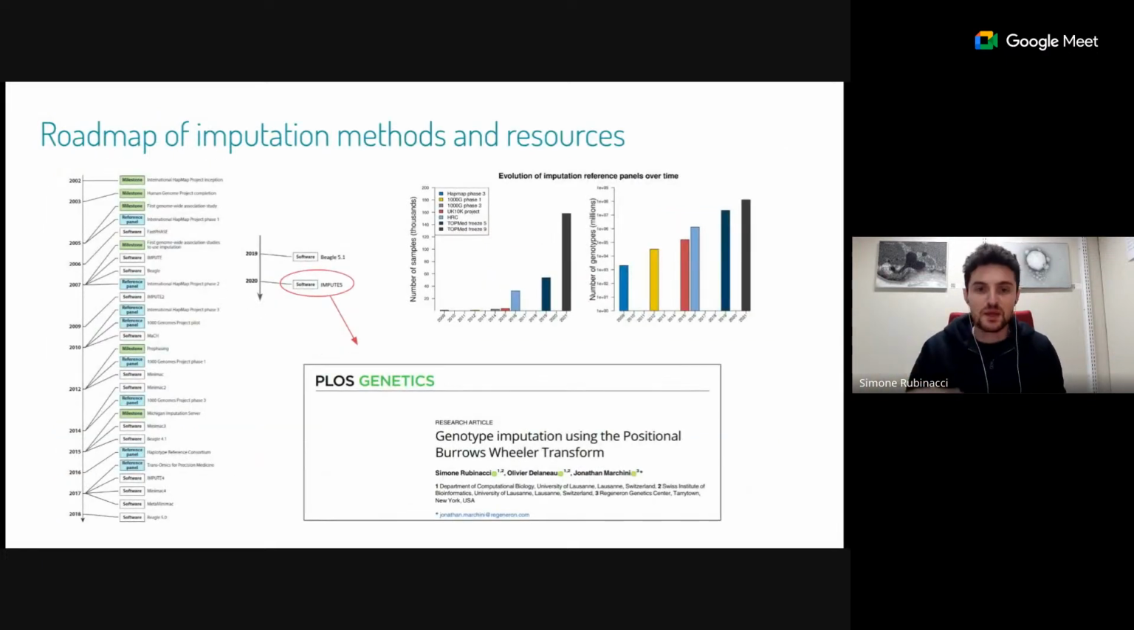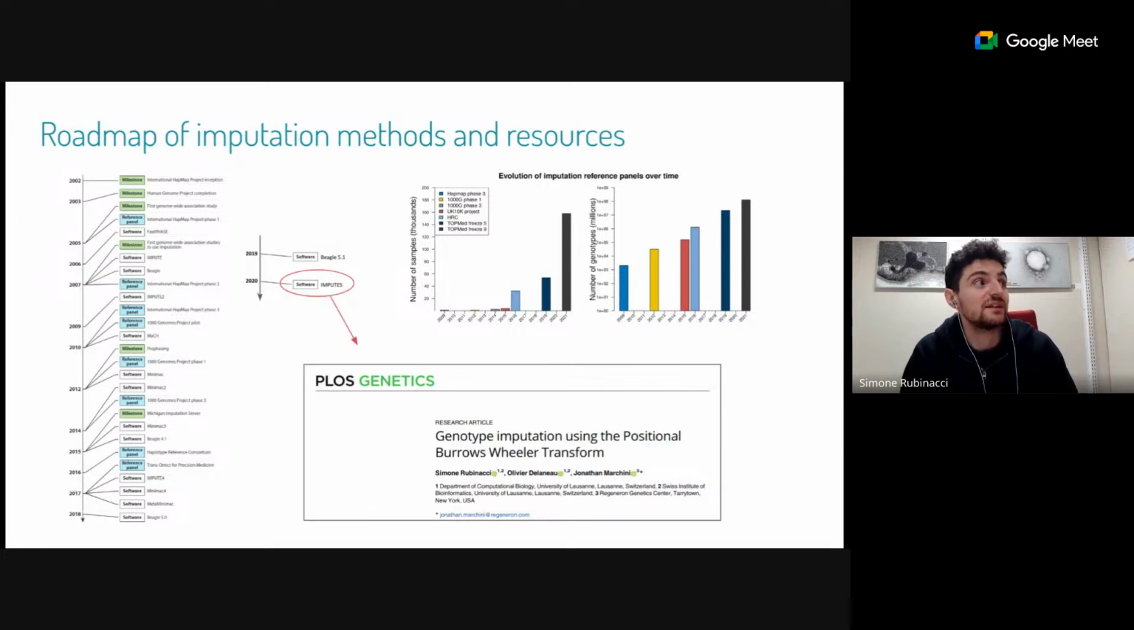These SNP array imputation methods are currently extremely efficient. They cost much less than 1 cent per genome, and they can scale to the largest whole genome sequencing cohorts that are available. Indeed, imputation accuracy depends on the size of these reference panels. The larger the reference panel, the more accurate the method is.